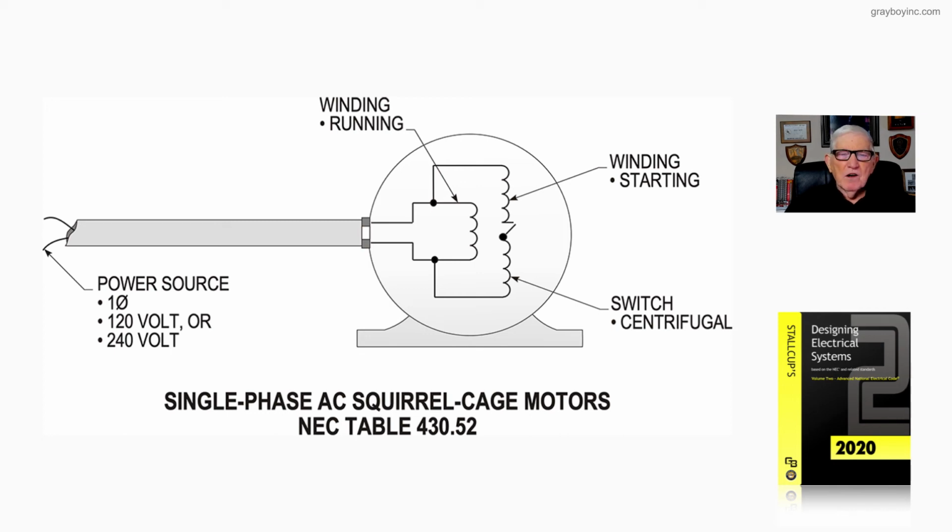Now, this figure 18-17 is illustrating a single-phase AC squirrel cage induction motor listed in table 430.52. And that's what our illustration 18-17 is illustrating to the user of the code when they're using table 430.52 to select the overcurrent protective device needed to start the motor and to allow it to accelerate the load and so forth, in accordance now with table 430.52 and the NEC. And that's what this figure 18-17 is illustrating.